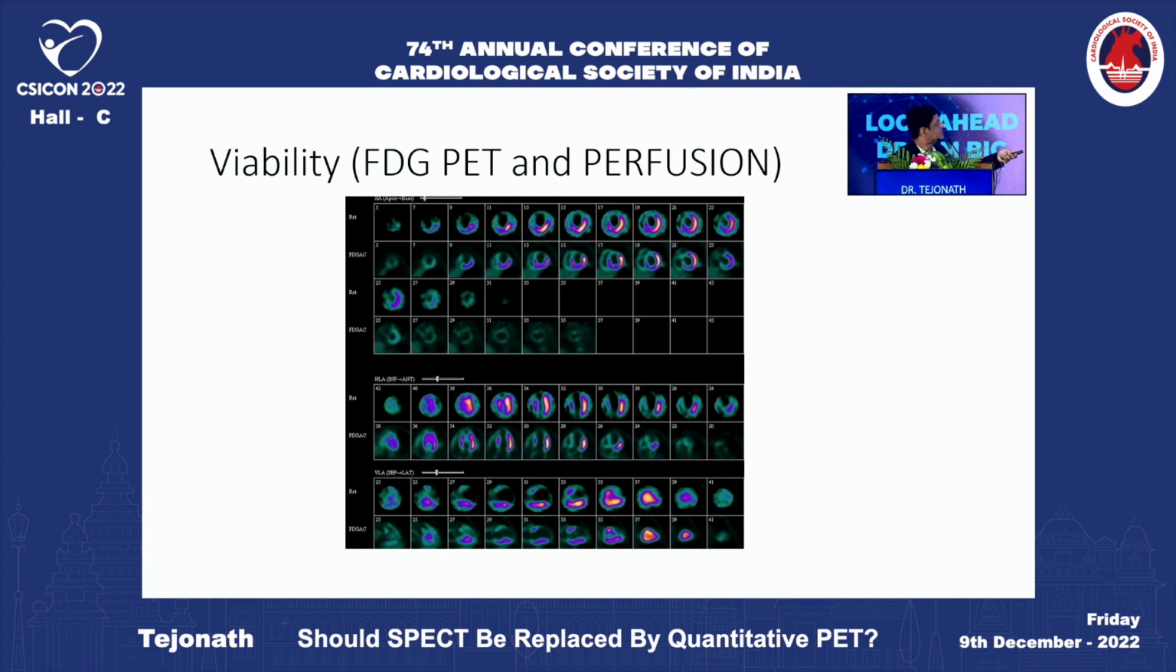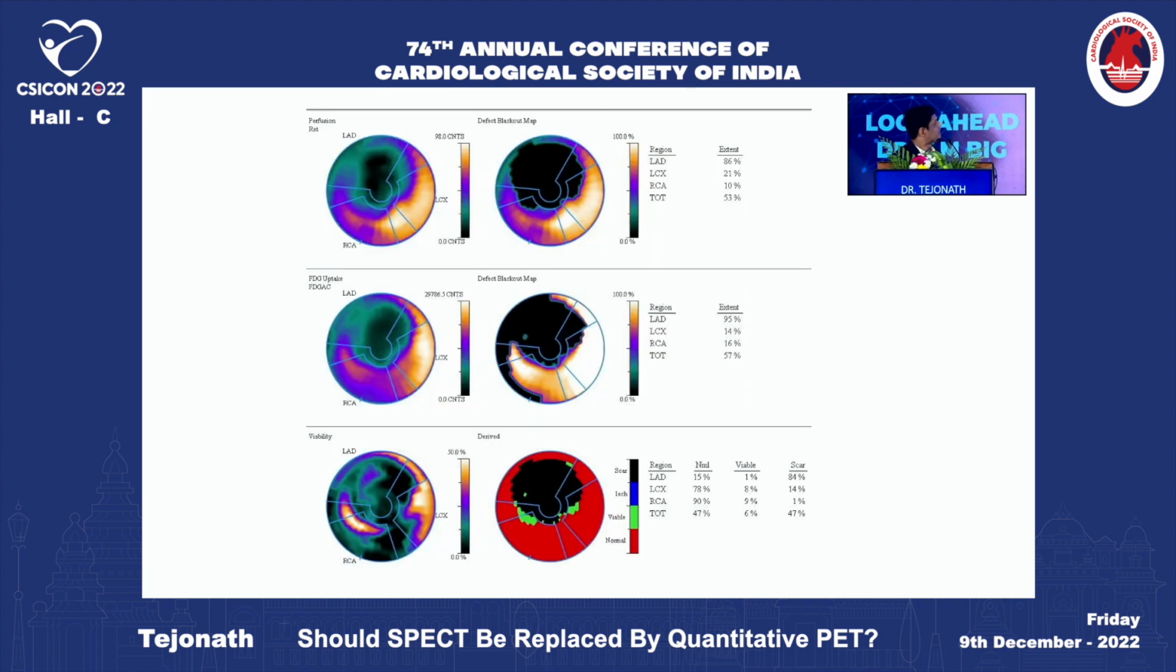If you see, there is a perfusion defect in this LAD territory, this is the rest, and this is FDG. There is a perfusion defect and a matching defect on FDG as well, so there is no significant viable myocardium in the LAD territory. You can see this polar plot which shows a fixed defect.